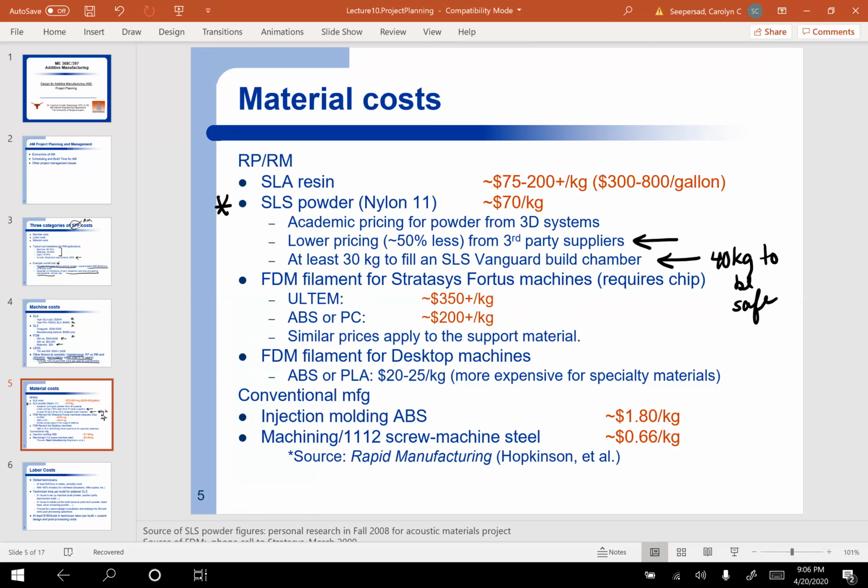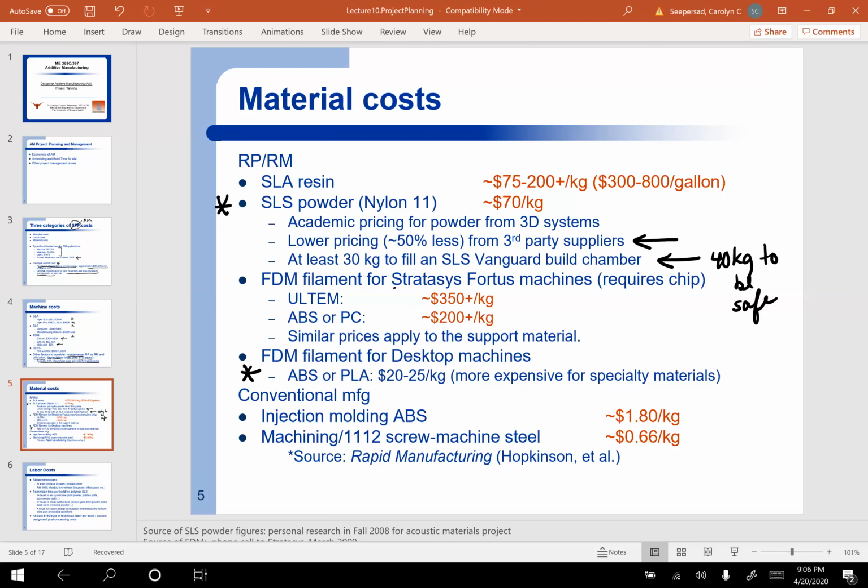I just looked today at prices for Formlabs resin, and those commercial prices were somewhere around $150 a liter. And if there are 4 liters in a gallon, that would translate into $600 per gallon, right? So it can be quite pricey to get that material. FDM filament can be very cheap, right? If you buy it for desktop machines, especially if you buy it from third-party suppliers.